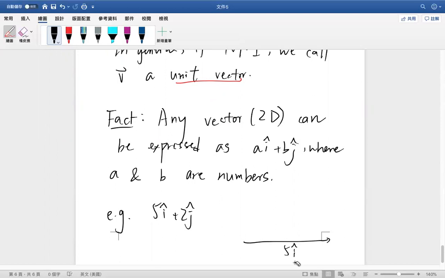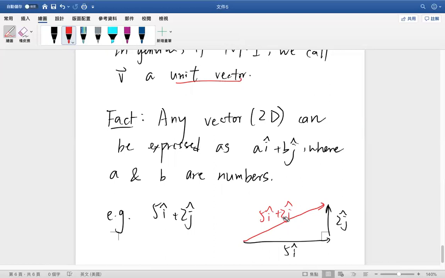And then the 2j will be pointing up. Okay. Pointing up. So it's like this. 2j. Then the sum of these two vectors would be like this. So this vector is called 5i plus 2j.